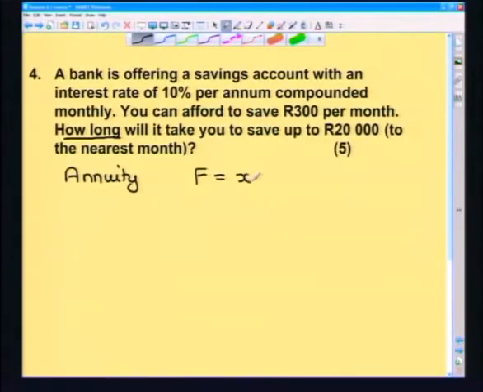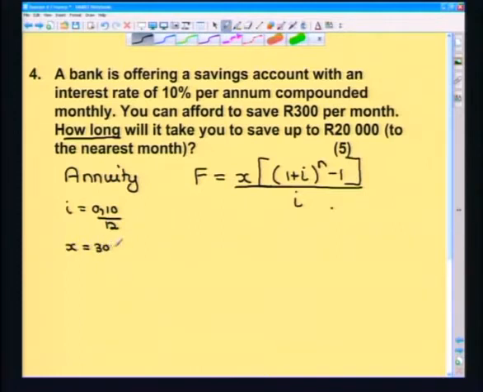Right, so we're going to use the formula F equals X, open bracket, 1 plus i to the n, minus 1, close bracket, over i. And as I said to you, if you really want to, you're very welcome to use your Sn formula from geometric sequences. It is exactly where this has come from. Right, so let's have a look at this now, and it says to me the interest rate is 10%. So i is equal to 0,10, compounded monthly, so it's over 12. Our x is 300 Rand, because that's what we're able to put in each month.